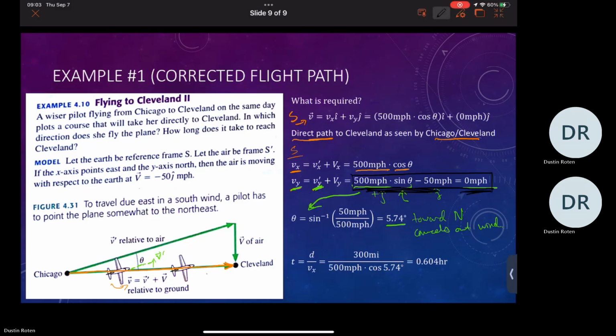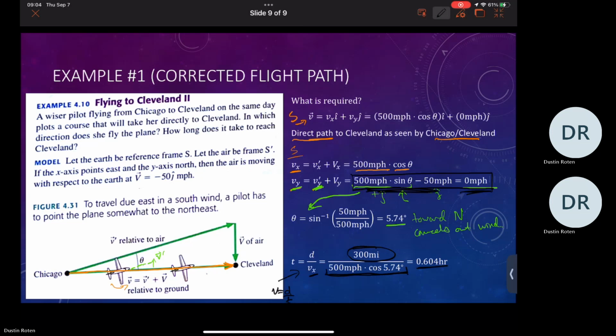Now, the other question is, how long does it take to get there? Well, we know it's 300 miles in Chicago and Cleveland's reference frame. They're on the ground, it's stationary. So the distance between these two places is going to be 300 miles. That's not going to change. Now, since we're flying straight across, essentially in the x direction, we can just take our x component of velocity, right? And of course, this just comes from velocity equals distance over time, and we're just going to solve for t. Okay, so we know our x piece, we know our distance, we can plug that in.